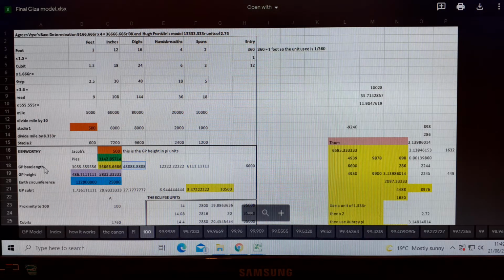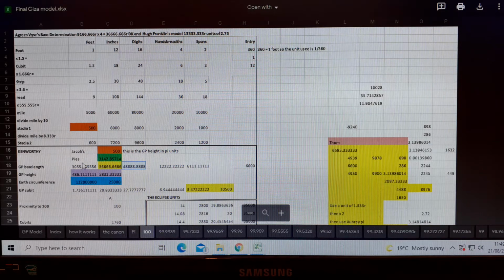His Giza base has got 4888.888 digits in it. So the digit is 0.75. That's what Harry gave me. And the key unit is this one. Stadia 1 is 1/10 of a mile. And that is then dropped into there.